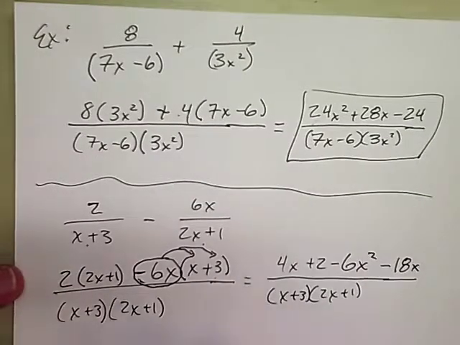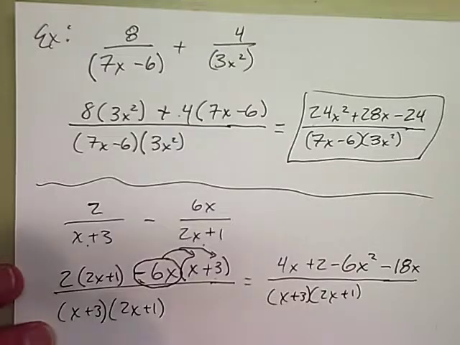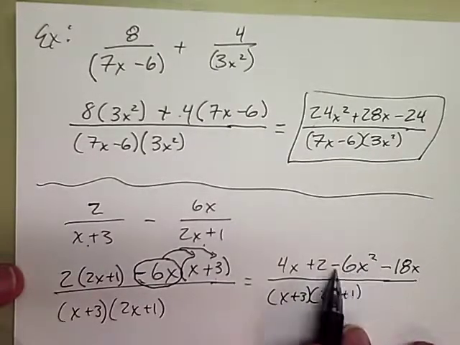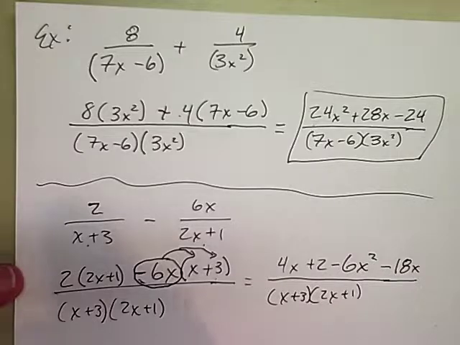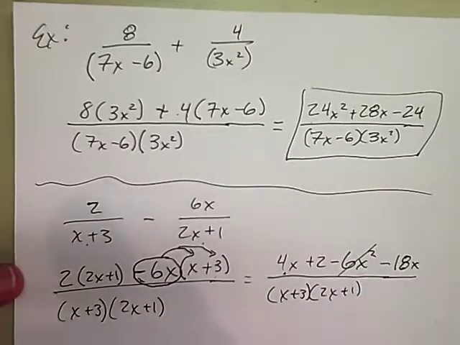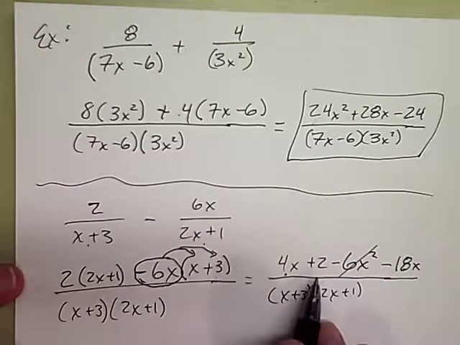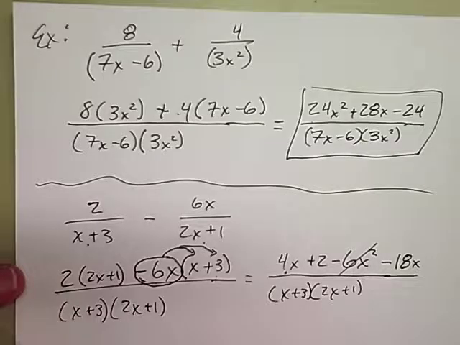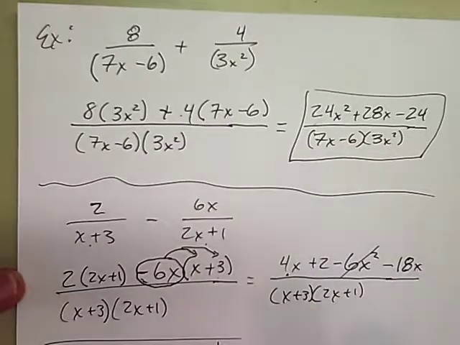Now I need to combine any like terms that I have. So I'm going to go ahead, and for my final answer, my denominator stays the same, x plus 3 times 2x plus 1. And now starting with the largest exponent, here I have a negative 6x squared, so negative 6x squared. So that one's gone. A 4x and a negative 18x is negative 14x. And then a 2. And I could probably factor a 2 out, but is that going to cancel with anything in my denominator? No. So here I am done.